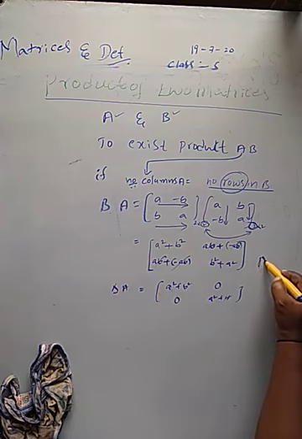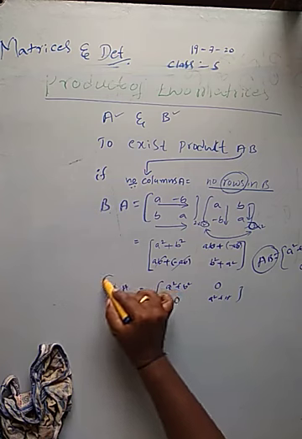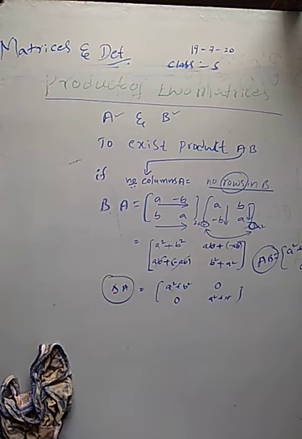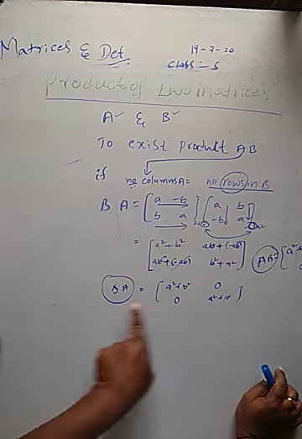Previously what did we find out? AB: 0, A square plus B square; 0, A square plus B square. What is this? AB. What is this? BA. Please students, come to the point. In this example, AB is equal to BA.